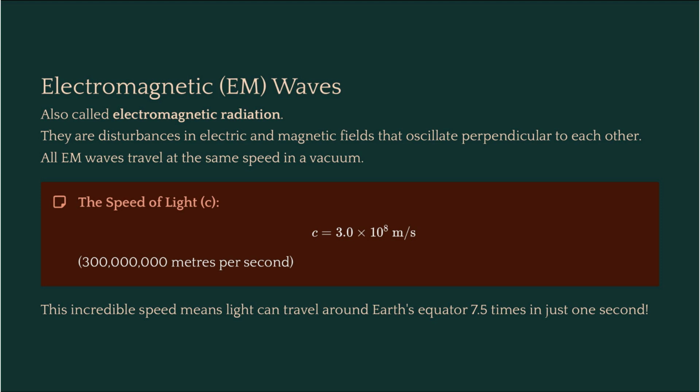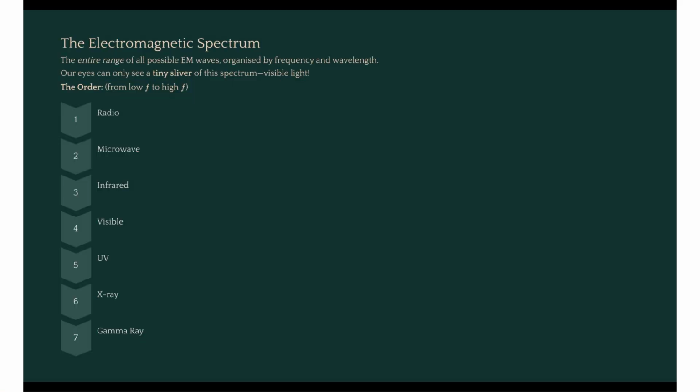It's about 300 million meters per second. This is the ultimate speed limit of the universe. So for all EM waves in space, our equation becomes c equals lambda f. Since all EM waves travel at speed c, the only thing that's different between them is their lambda and f.